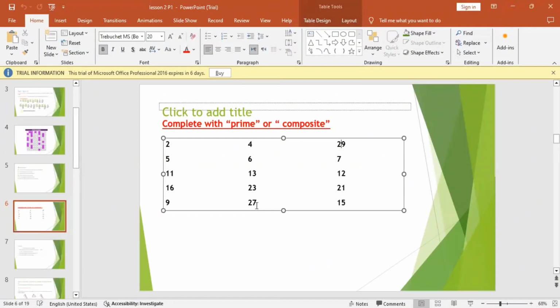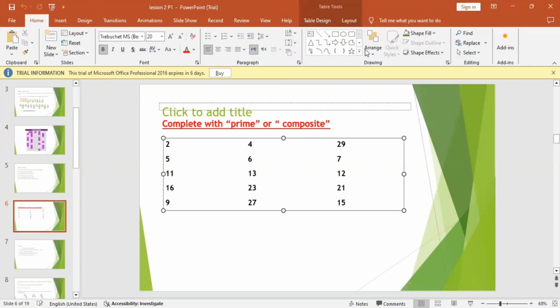27, it's not a prime. I can get it by multiplying 3 by 9. 9, it's odd, but not a prime. I can get it by multiplying 3 by 3. 15, it's also not a prime number. I can get it by multiplying 3 by 5.